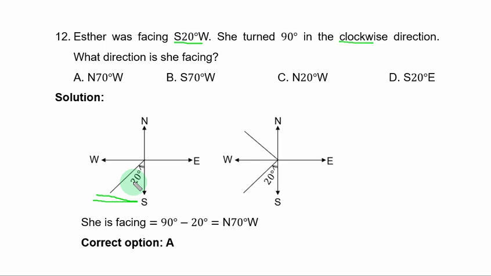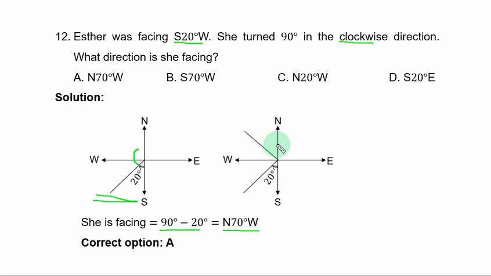Now she turned clockwise. Clockwise is from where she is now towards this side, still facing the same direction. That is from left to right. That is clockwise. So if she turned 90 degrees, she will be in the northwest direction. But by how many degrees in terms of angle? That is 90 degrees minus 20 degrees. And you have north 70 degrees west.